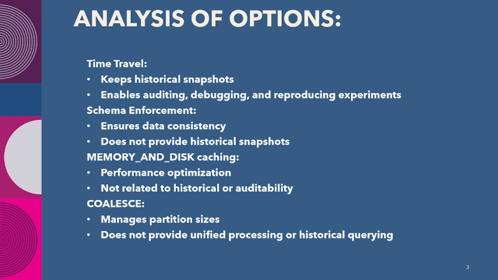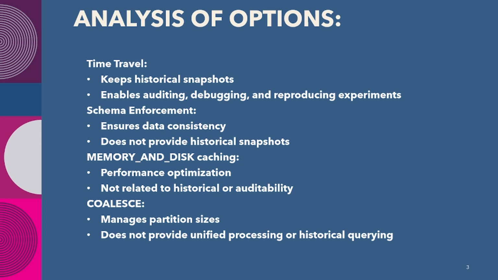Option B is schema enforcement. Now this one's important. Don't get me wrong. Schema enforcement ensures that if someone tries to append data that doesn't match the existing schema, Delta Lake will reject it. That's fantastic for data quality because you don't want random columns or mismatched types creeping into your tables. But here's the thing. While it's great for keeping your schema clean, it doesn't actually help with historical snapshots or auditing. It's more about validation than history.